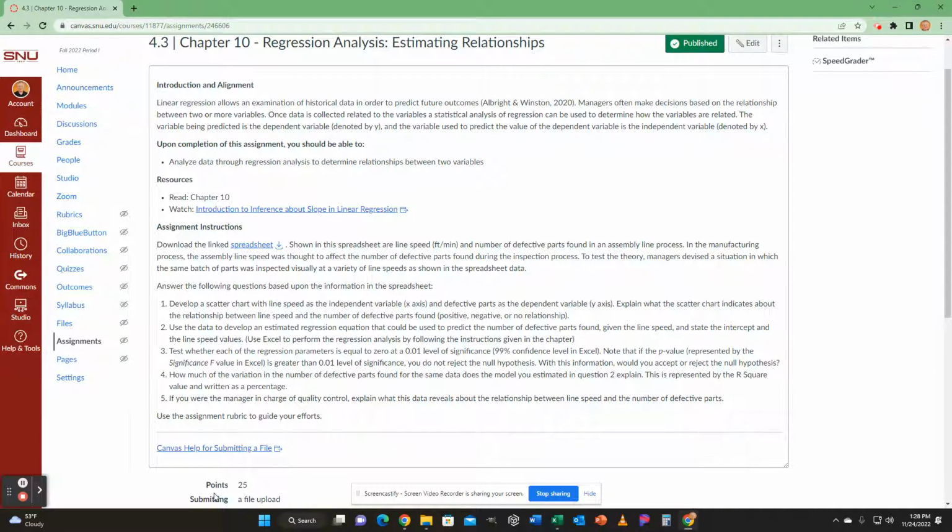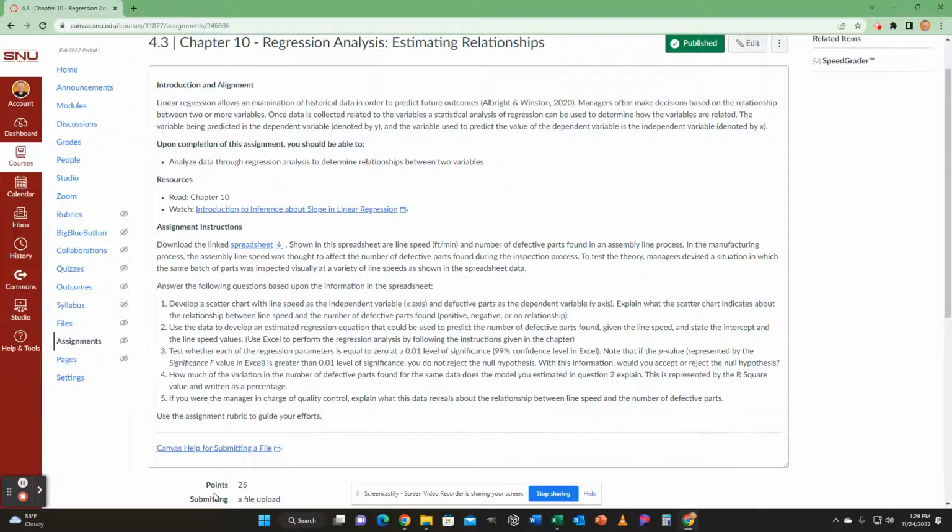Once data is collected, then we're going to look at this statistical analysis of regression to determine how these variables are related. The variable being predicted is the dependent variable, which on the graph we'll see denoted by the letter Y. And the variable used to predict the value of the dependent variable is the independent variable, and that's denoted by the letter X. So upon completion of this assignment, you should be able to analyze data through regression analysis to determine a relationship between two variables. There's a spreadsheet that you can download, and I'll go to that here in a second.